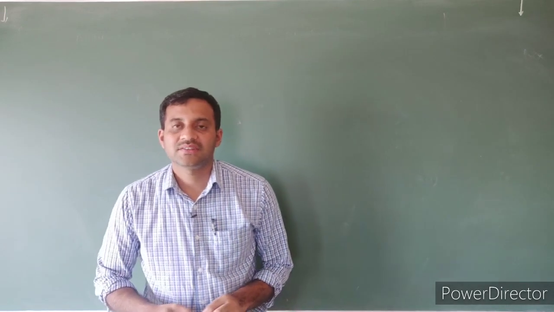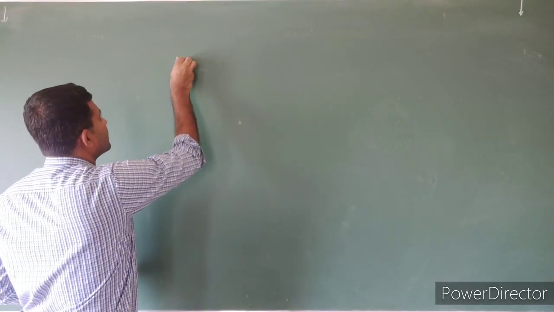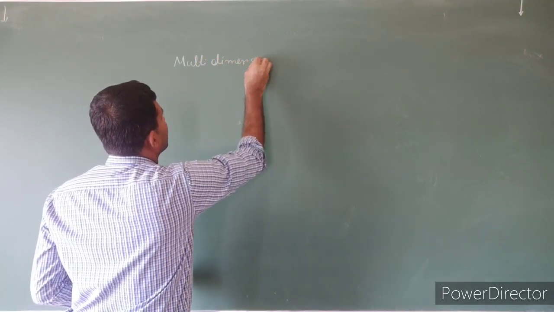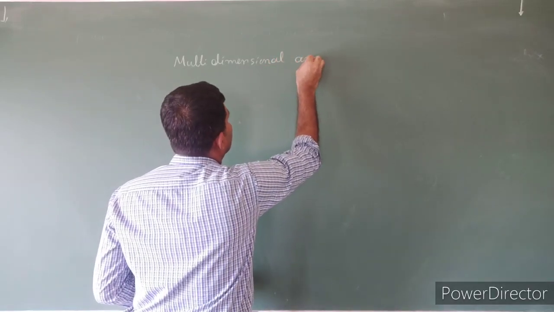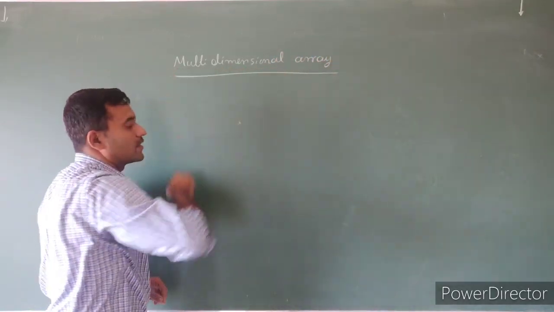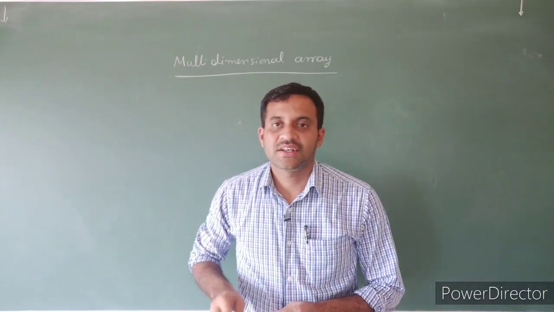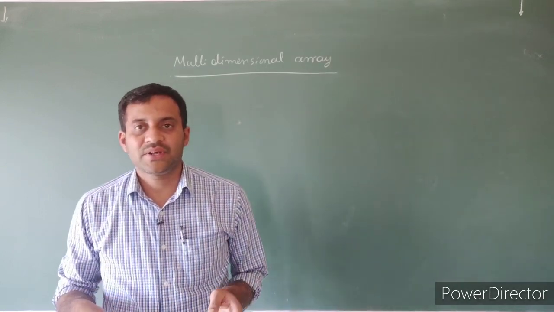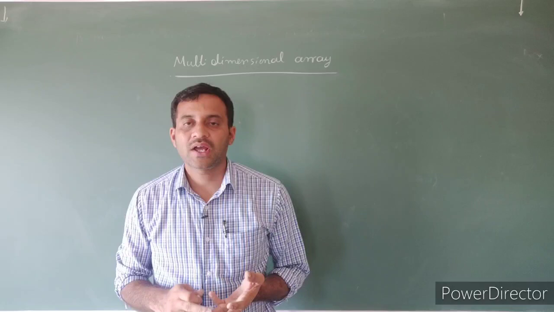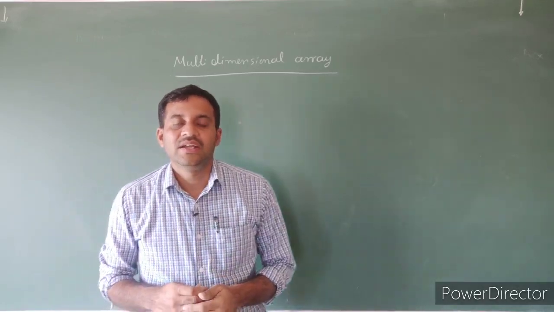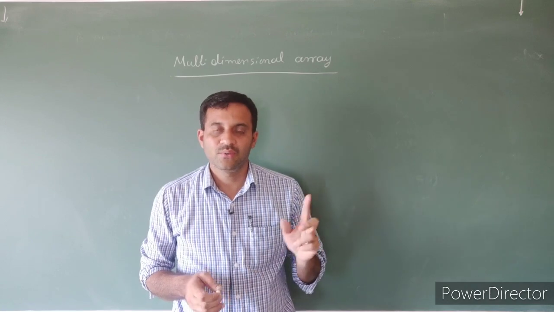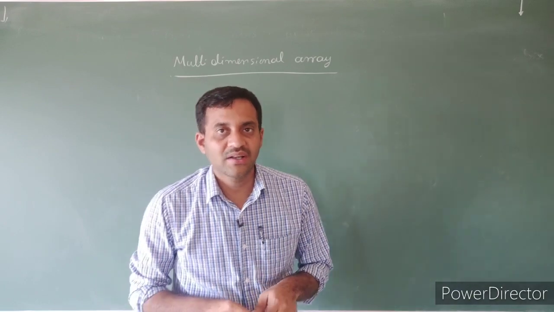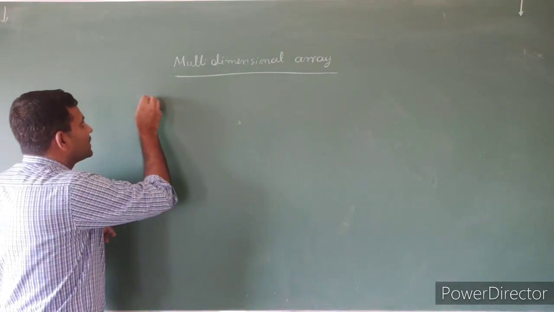The last type of array is multi-dimensional array. Already we know that array is a homogeneous collection of elements. All elements share the same name and same data type. Arrays are mainly classified into three types: one-dimensional, two-dimensional and multi-dimensional. If array has only one index value, that is called one-dimensional. Array with two index values or subscripts is called two-dimensional. Then array with n dimensions.